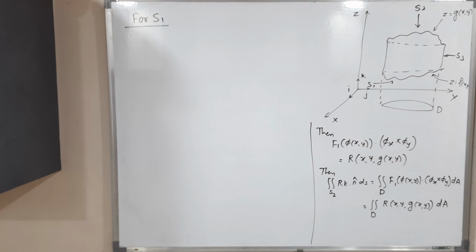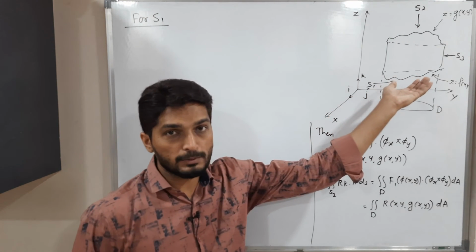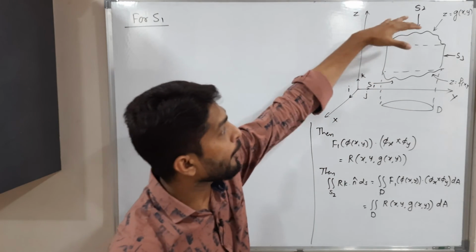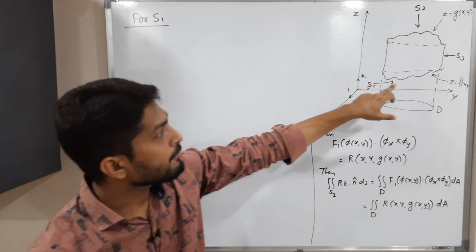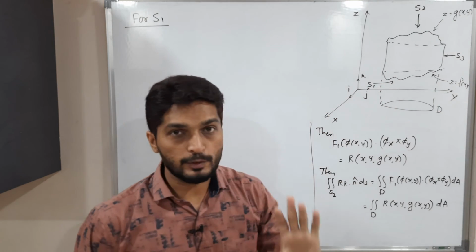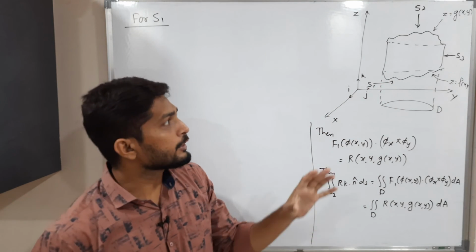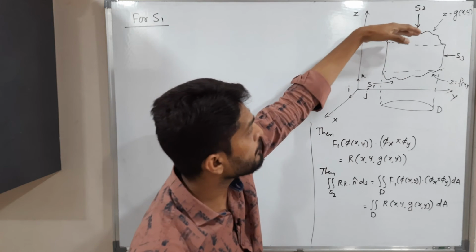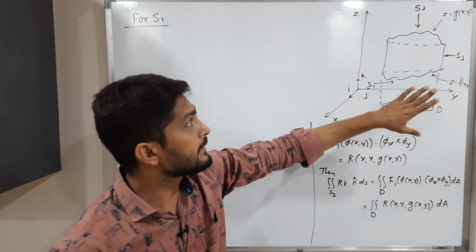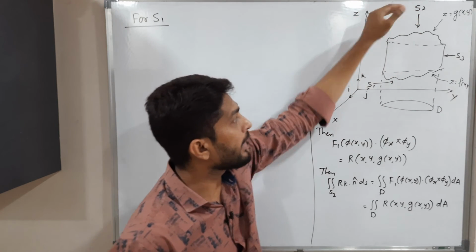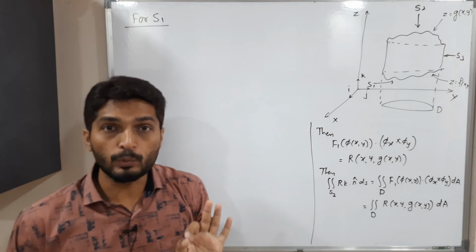So let us talk about S1 now. S1 means the bottom surface. S2 is the top surface and S1 is the bottom surface. So what is the equation of S1? That is z equals f of x y. Actually the projection of S2 and the projection of S1 is the same, that is D. Simply S2 is at the top and S1 is at the bottom. This is the only difference.